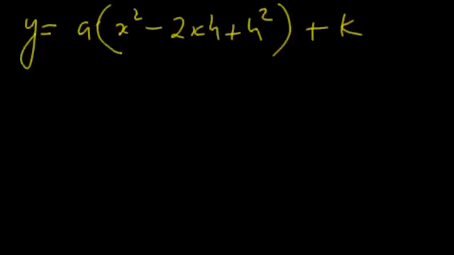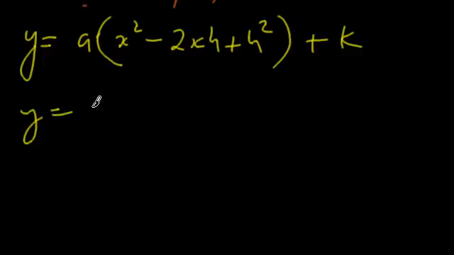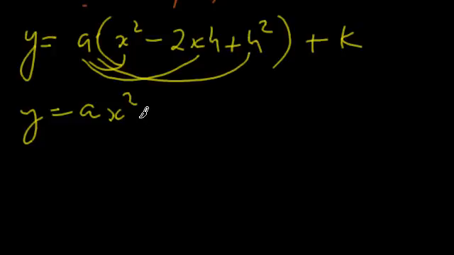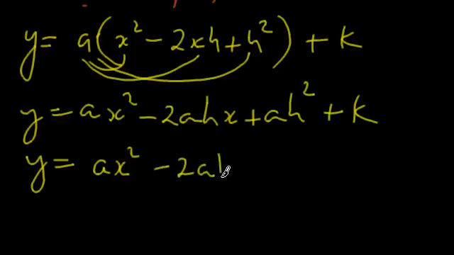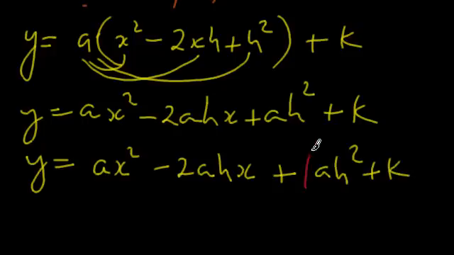I'm going to scroll down here. Now let's keep going. We get y is equal to ax squared. I'm going to bring this a in and multiply it by all of these terms in the brackets. So we've got ax squared minus 2ahx plus ah squared plus k. And so let's collect up all the terms. We've got y is equal to ax squared, and then minus 2ahx plus ah squared plus k. And what I'm going to do here is use a little bit of a different color.